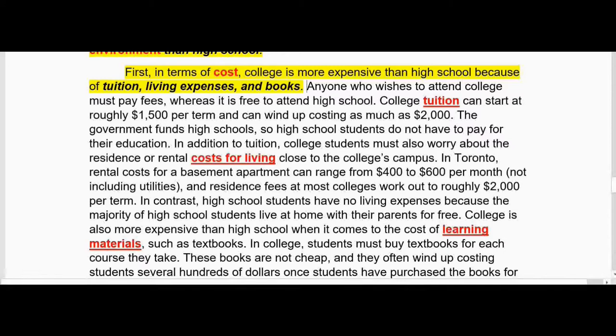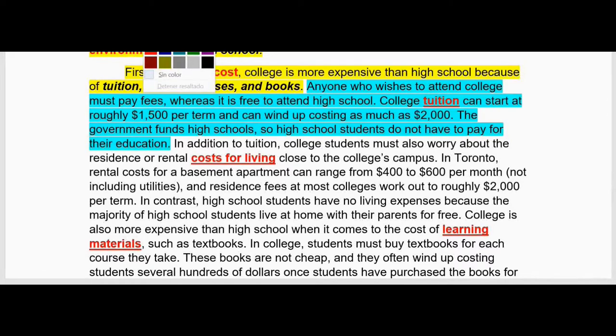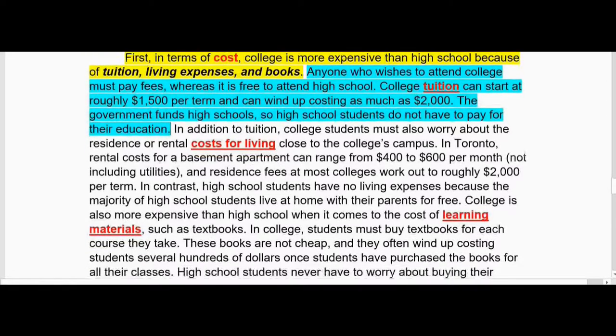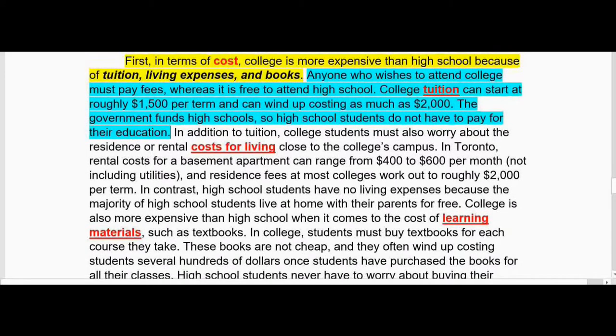So for example, let's read the first supporting detail, and I'm going to highlight it. Let me see which color. Yeah, this color is good. It says, anyone who wishes to attend college must pay fees, whereas it is free to attend high school. College tuition can start at roughly $1,500 per term and can wind up costing as much as $2,000. The government funds high schools, so high school students do not have to pay for their education.